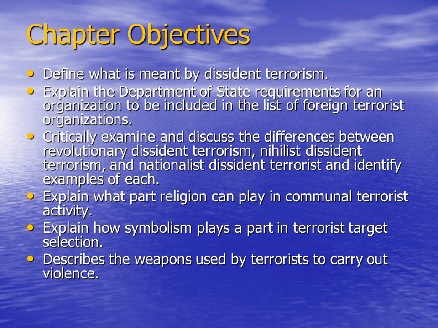Critically examine and discuss the differences between the primary dissident terrorism environments. You have the revolutionary, the nihilist, the nationalist. We've got some others that we'll talk about as well. What impact does religion play in communal terrorist activity? We'll talk about the importance of symbolism to terrorists and describe the weapons that they use to carry out their violence.